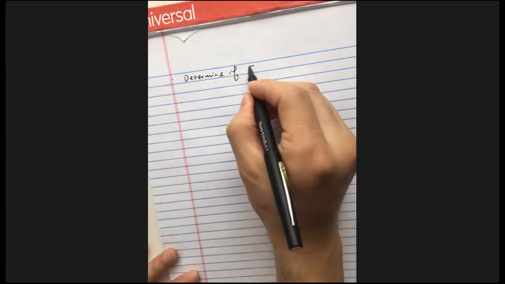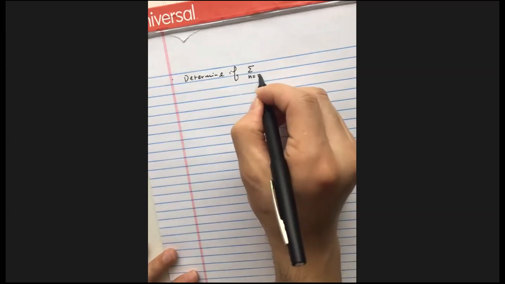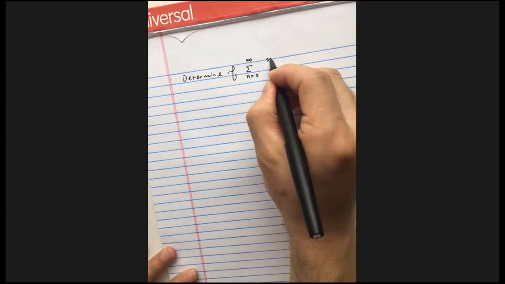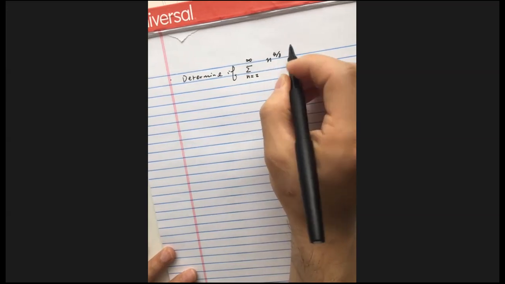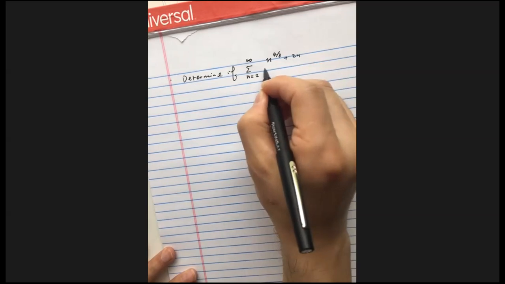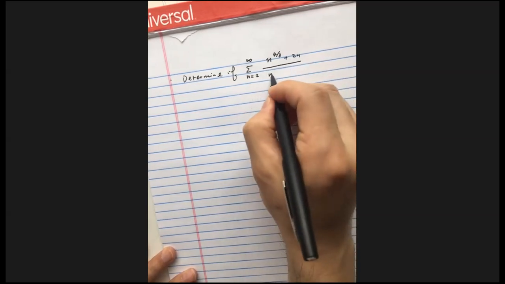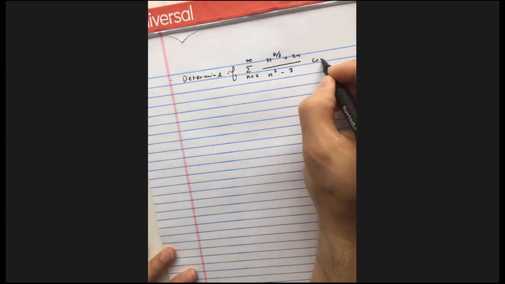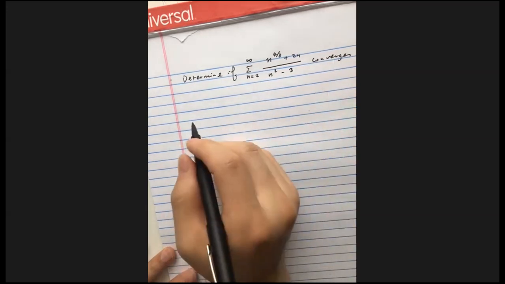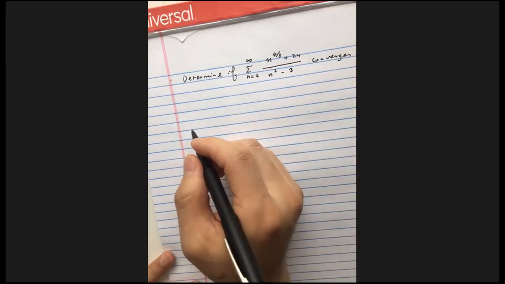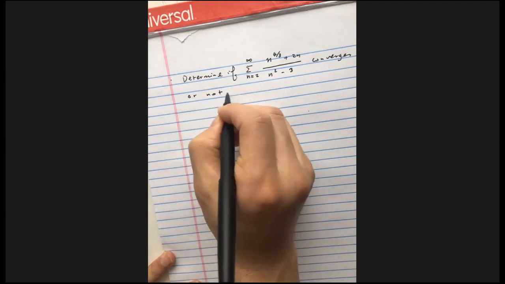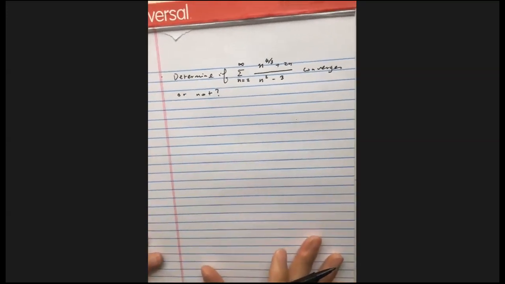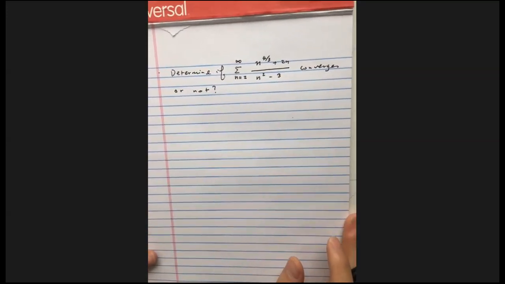Let's determine if the summation n equals 2 to infinity of (n to the 4/3 plus 2n) over (n squared minus 3) converges conditionally or absolutely or diverges. Okay, so this is the question. We want to determine if this given series is converging conditionally, absolutely, or diverges.